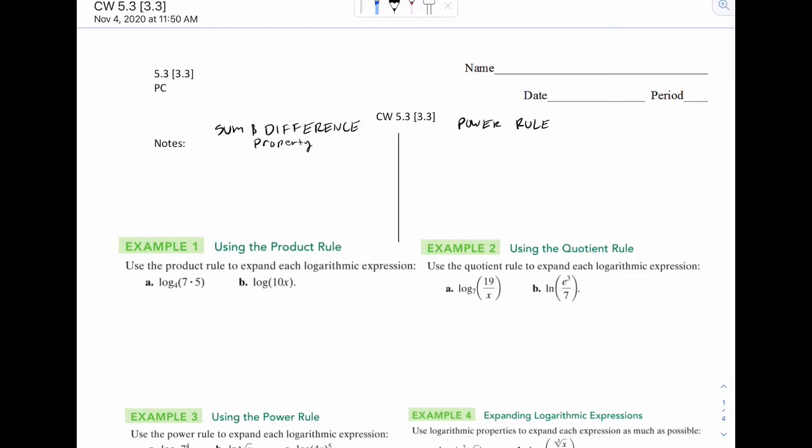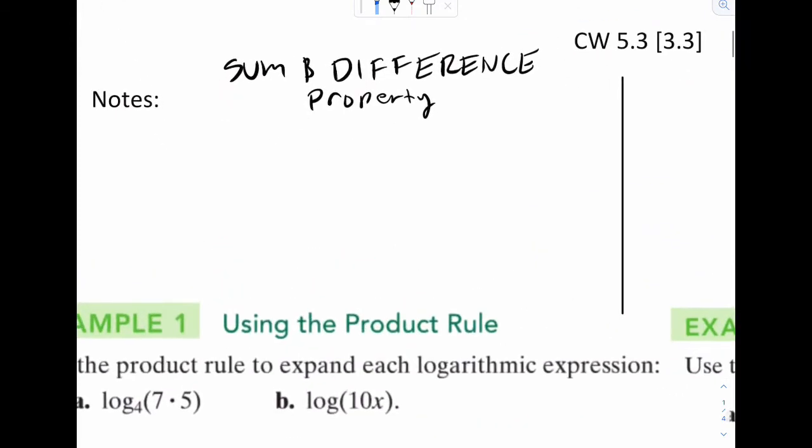Welcome to CW 5.3. Today we're going to be reviewing some log properties. So first, we're going to start with the sum and the difference property.